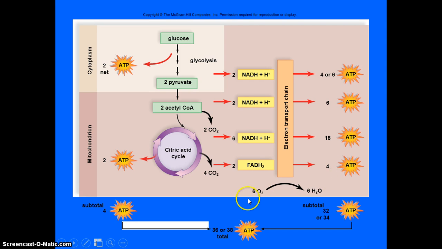However, if this is an efficient cycle and it goes through like it should with oxygen producing carbon dioxide, that glucose molecule should yield us a total of 36 to 38 ATP molecules.